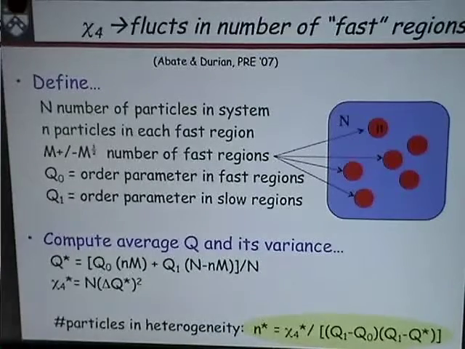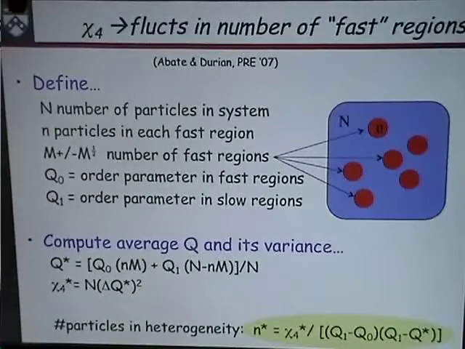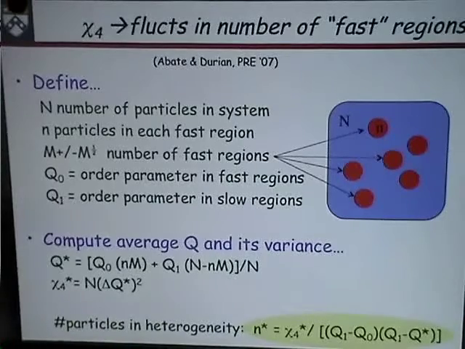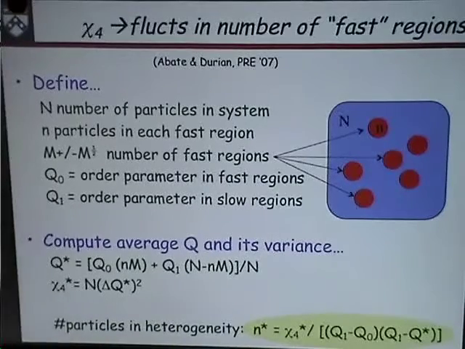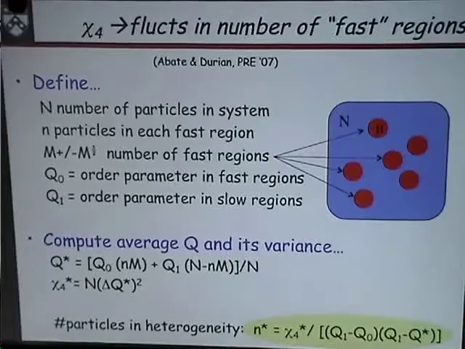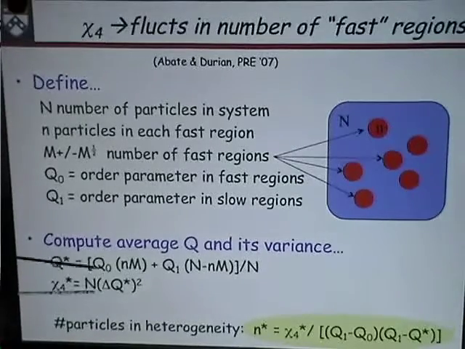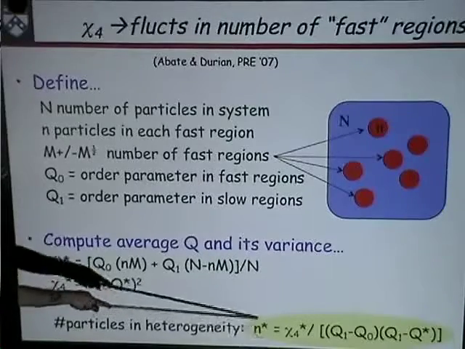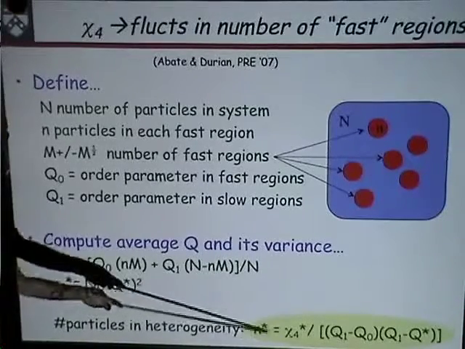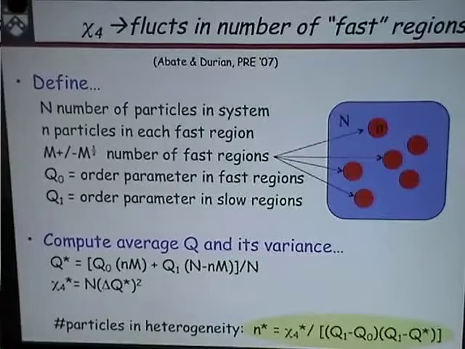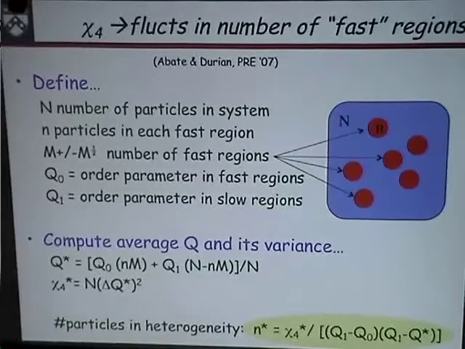I think in Jean-Philippe's overview, he said that chi4, computed as the integral of G4, is proportional to the volume of the heterogeneities. That's what this is too, right? N star, this is the number of particles, so it's literally the volume of the fast regions, just given in units of particles. So how many particles are in a fast volume?